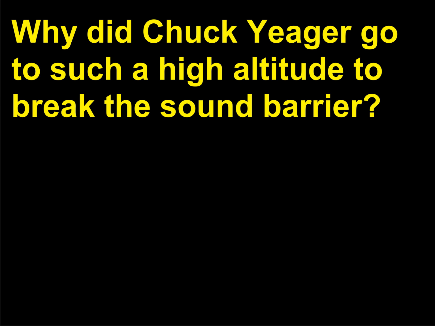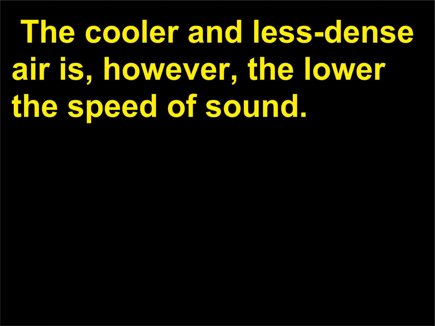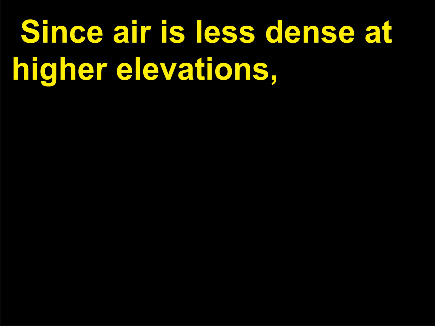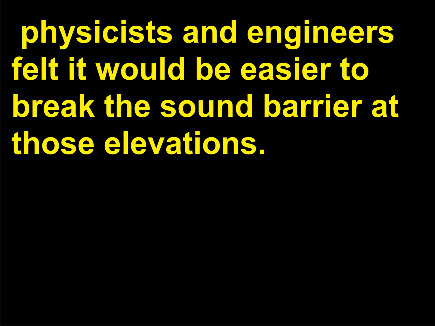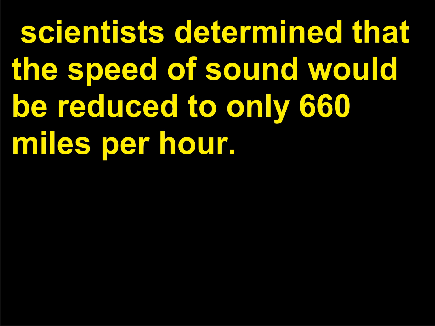Why did Chuck Yeager go to such a high altitude to break the sound barrier? Sound travels approximately 760 miles per hour in the warm, dense air found close to sea level. The cooler and less dense air is, however, the lower the speed of sound. Since air is less dense at higher elevations, physicists and engineers felt it would be easier to break the sound barrier at those elevations. Knowing the temperature and density of the air at 12,192 meters, 40,000 feet, above sea level, scientists determined that the speed of sound would be reduced to only 660 miles per hour.